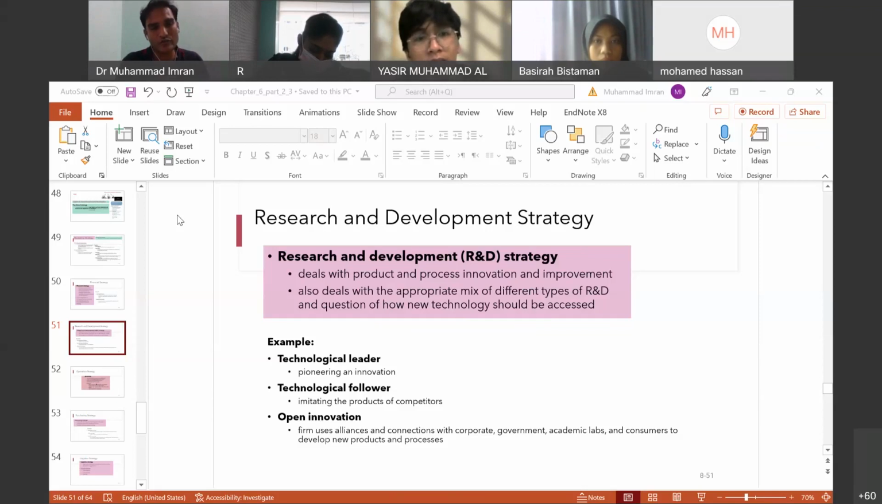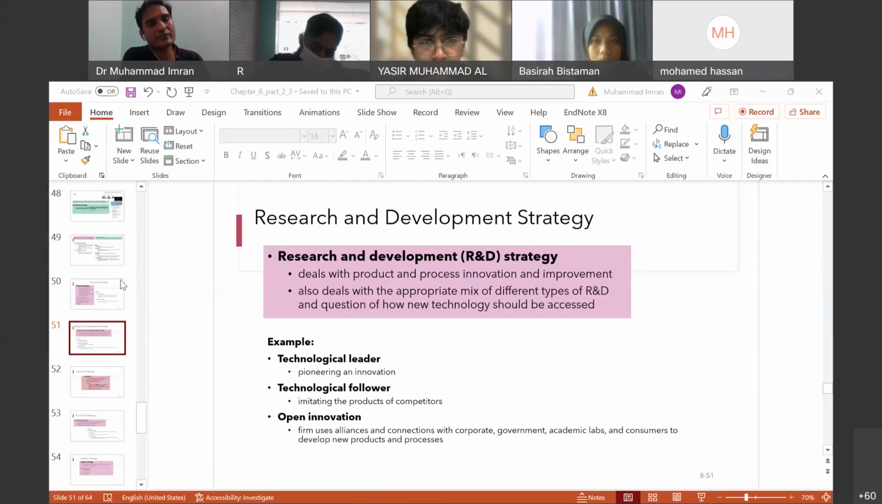Universities can also contribute to innovations. Basically, what is innovation? Innovation is the new things, new features, new products we are introducing. This is called innovation, by the way. Government, academic labs, many stakeholders can contribute openly to innovations for their existing products.